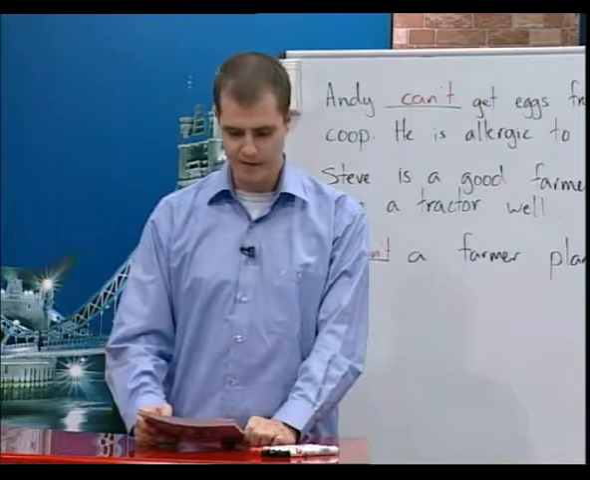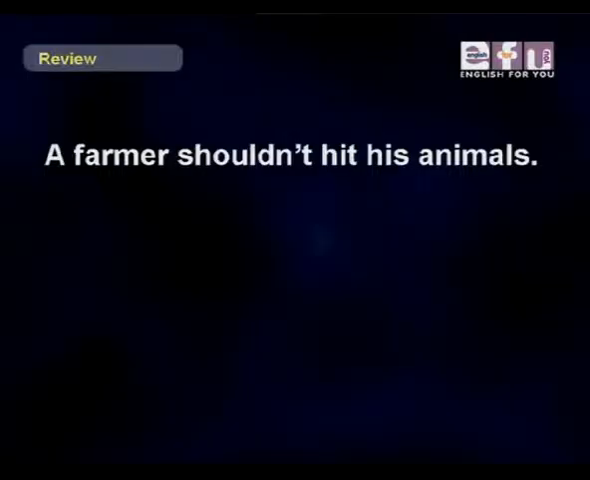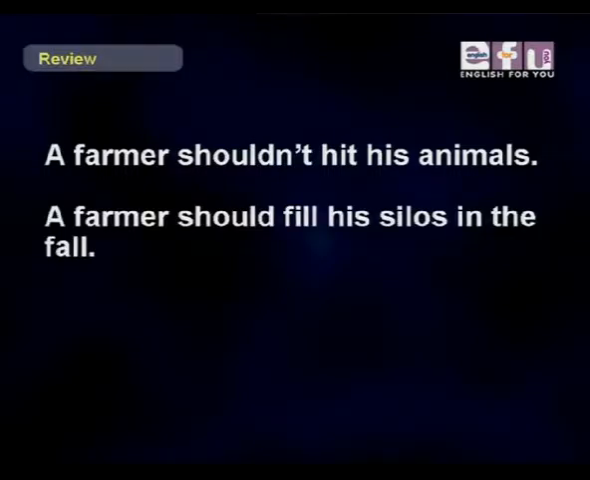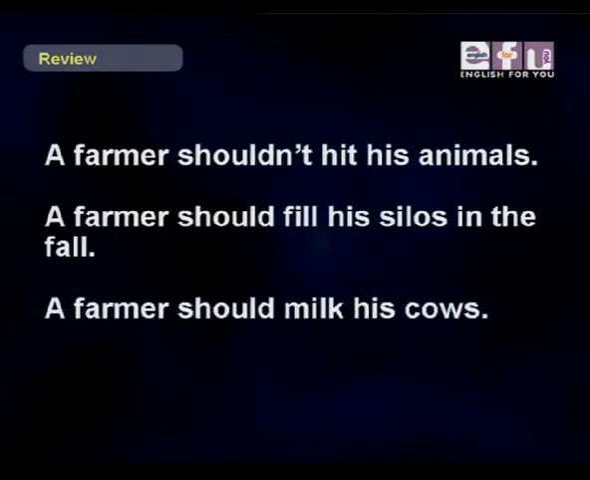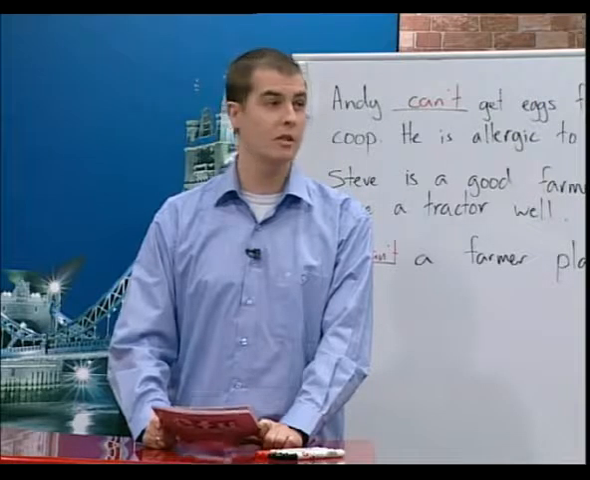A farmer should fill his silos in the fall. A farmer should milk the cow. His cows. Yeah, his cows. Very good, okay. A farmer shouldn't hit his animals. A farmer should fill his silos in the fall. A farmer should milk his cows. Excellent. Your sentences, Monica?